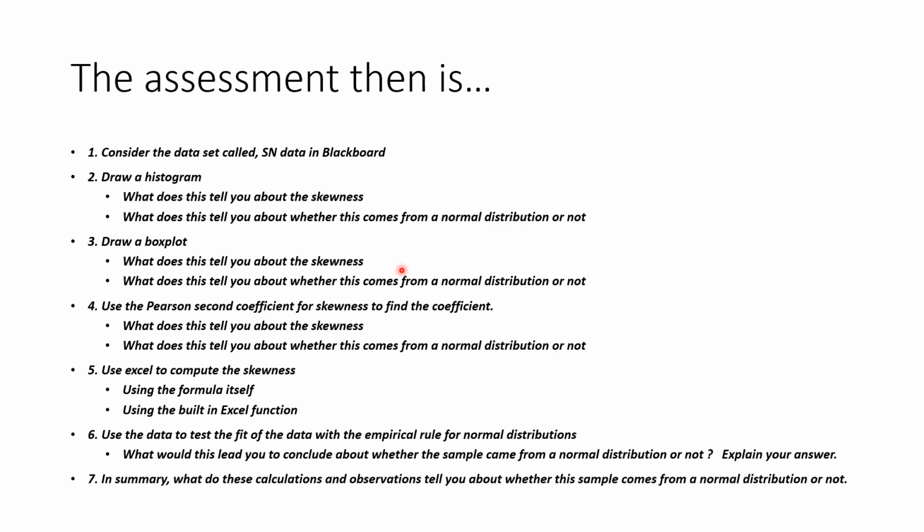Draw a box plot. What does this box plot tell you about the skewness? What does this box plot tell you about whether this came from a normal distribution or not? Use the Pearson second coefficient for skewness to find the value. What does this tell you about the skewness? And what does this tell you about whether this came from a normal distribution or not?